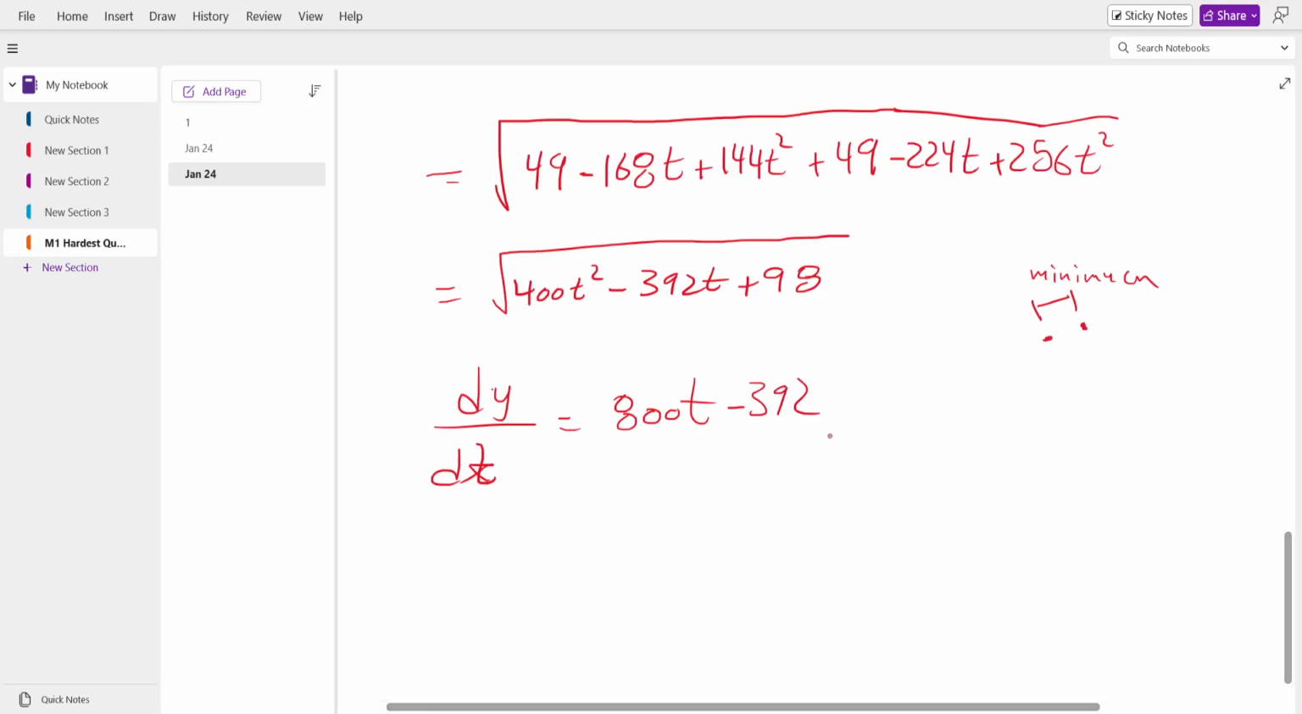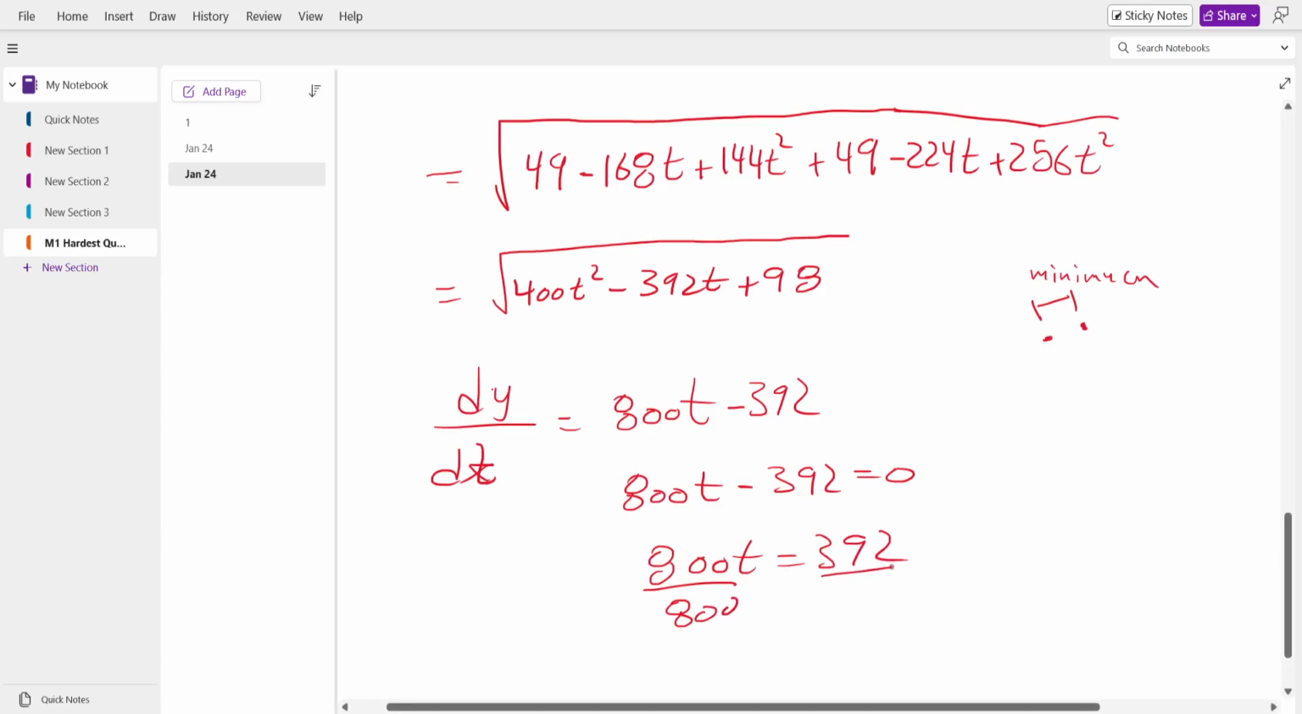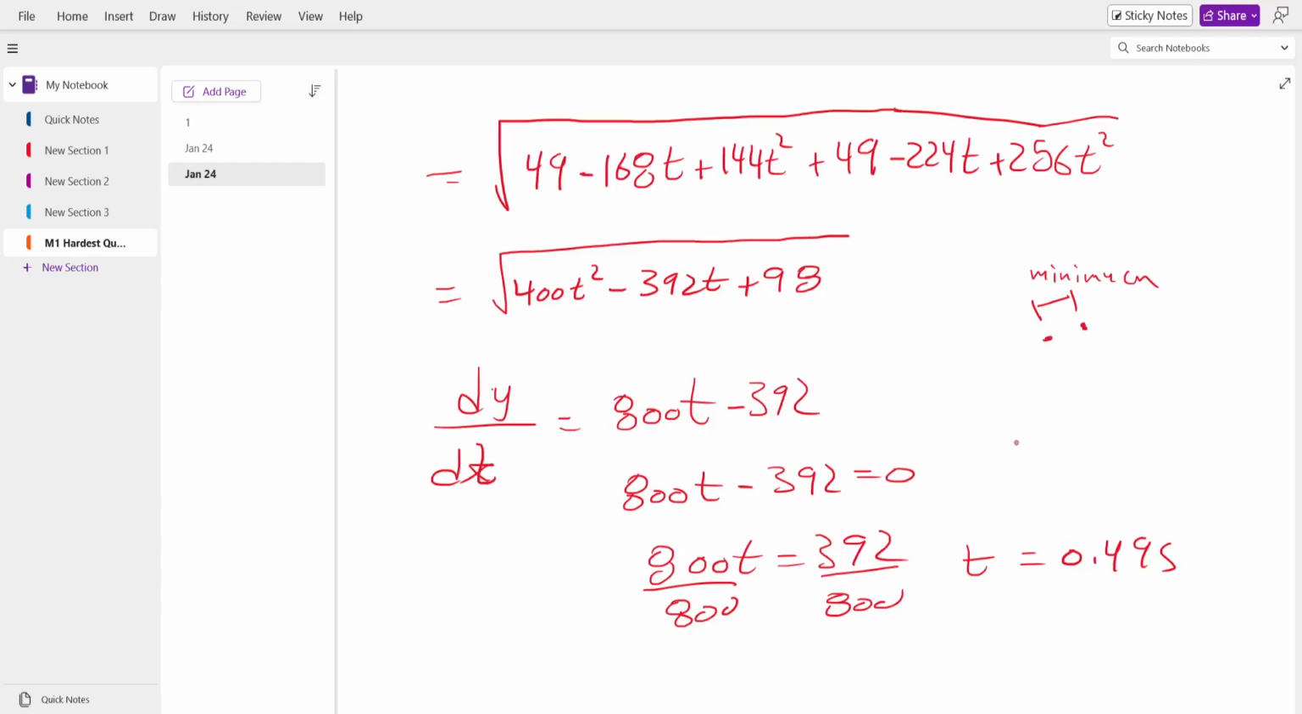And in order to find the critical points, I will need to equate this derivative to 0 to find the critical points, which are either a minimum or a maximum. So if I solve for t, then I will divide by 800, divide by 800. t is going to equal a value of 0.49 seconds. So this is where my critical point is. This is where my minimum or maximum happens. So since it's only one value and the question asks for a minimum, it must be a minimum.